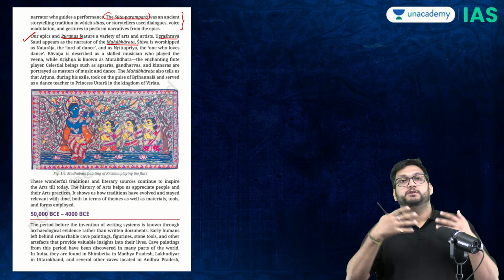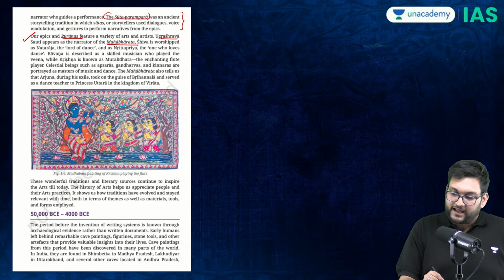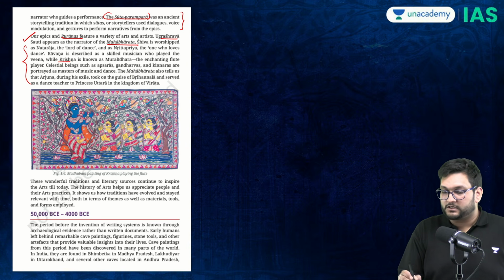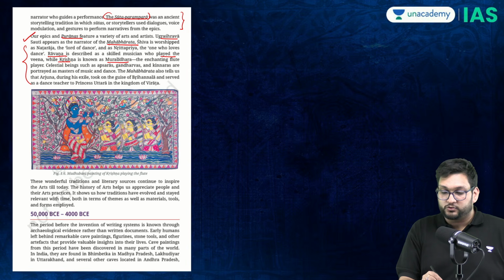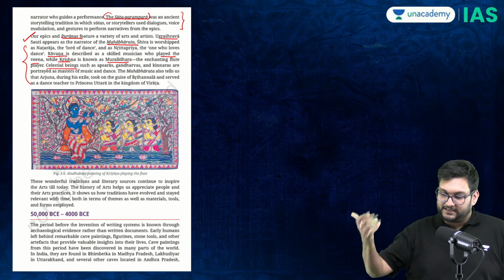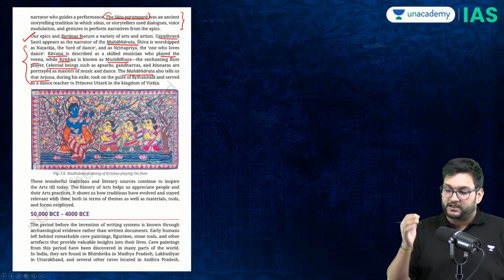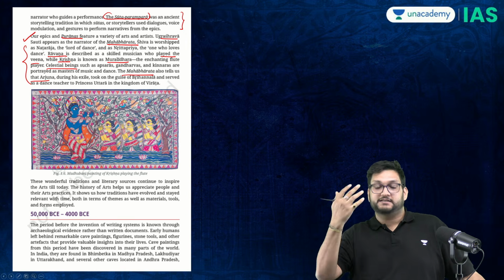Shiva is seen to be the lord of dance itself. We have Lord Krishna talked about as Murlidhar, the one who plays the flute itself. Ravan was known to have been a very good veena player. We have celestial beings who are known to have danced. The Mahabharata even talks about Arjun and how there was a dancing teacher there.